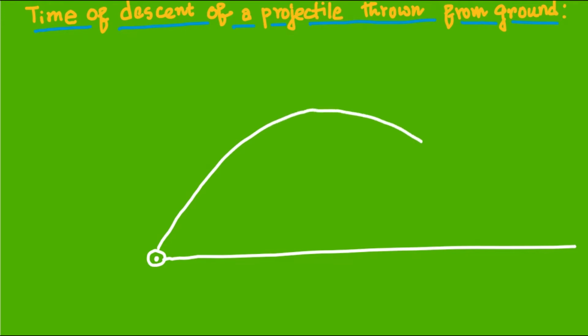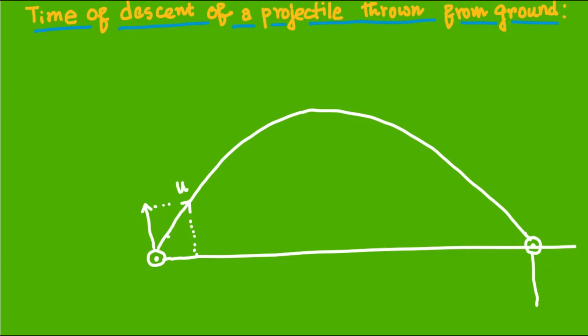Time of descent of a projectile thrown from ground. So this is the horizontal direction, and a body of mass m, that means a projectile of mass m, will describe this type of parabolic trajectory, and the projectile will strike the ground. At this point, this is the vertically downward direction. The velocity of the projectile will be resolved into two rectangular components in these two mutually perpendicular directions.